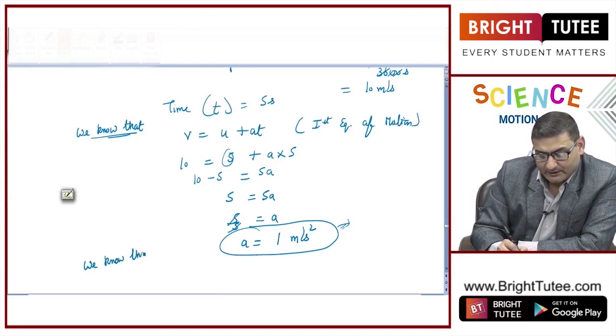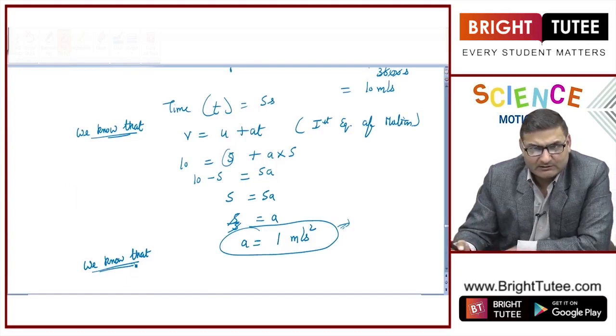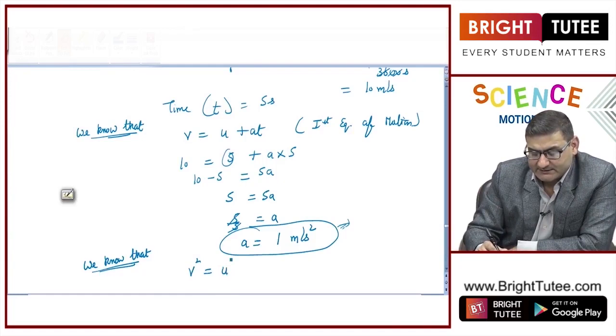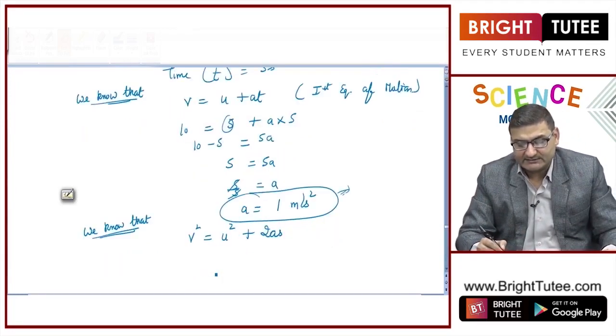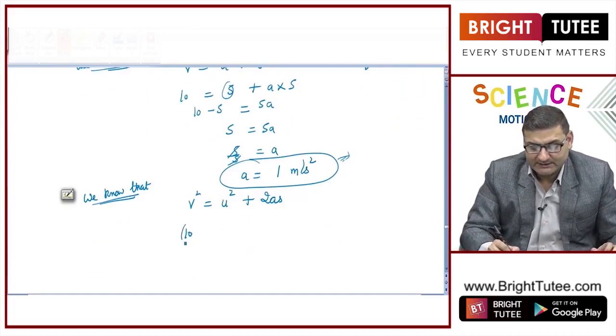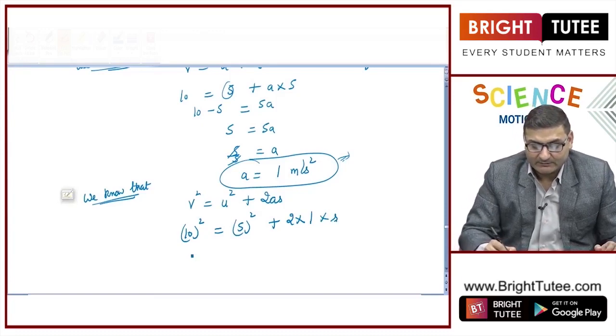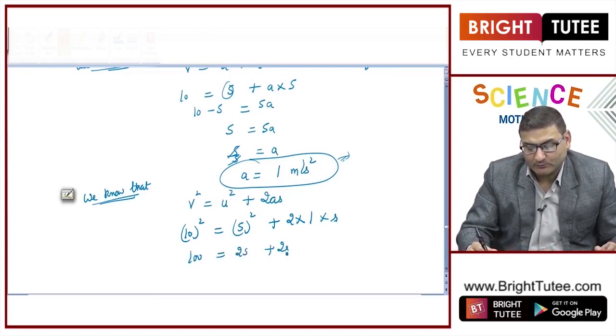Once I know the value of a, I can simply calculate the value of s. How? We know that we may use the second or third equation of motion, that is v square is equal to u square plus 2as. V is given in the question as 10 meter per second, u is 5 meter per second, multiplied by 2 into a, which we have just calculated, 1, into s. So it comes out to be 100 is equal to 25 plus 2s.